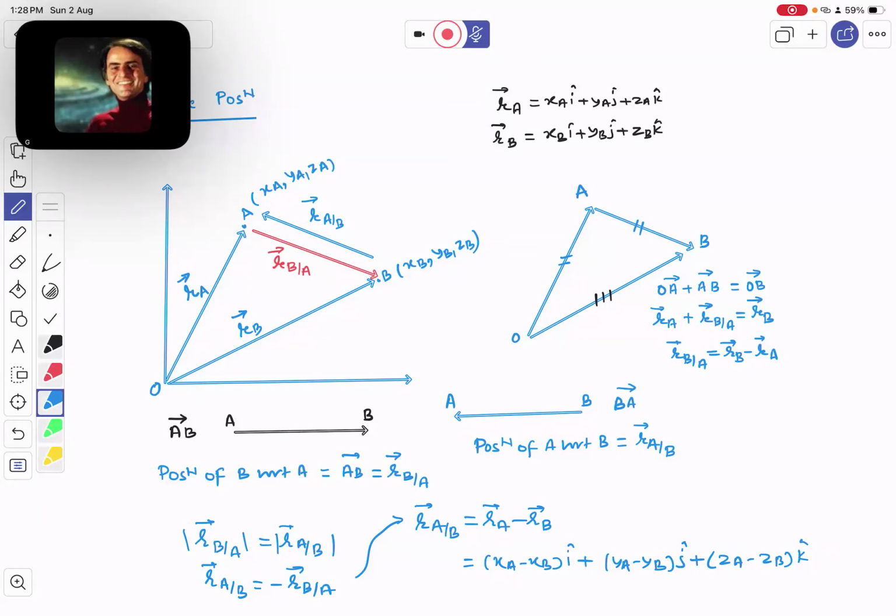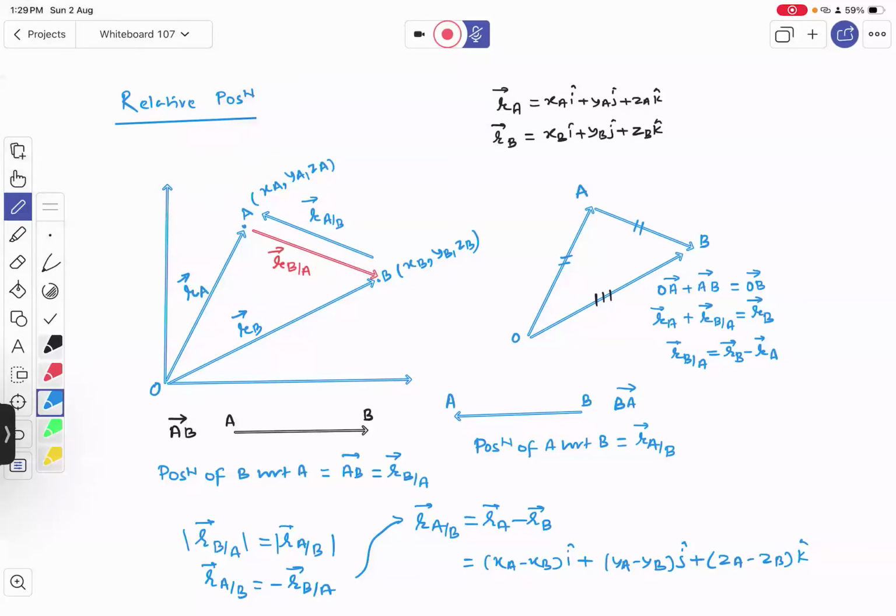Okay, I will take a new page. Yes, some of these things were told earlier also, so it's not like a very new thing to you. If new also, I have told everything. So this relative position vectors, we know what it is. Now next is relative velocity vector.